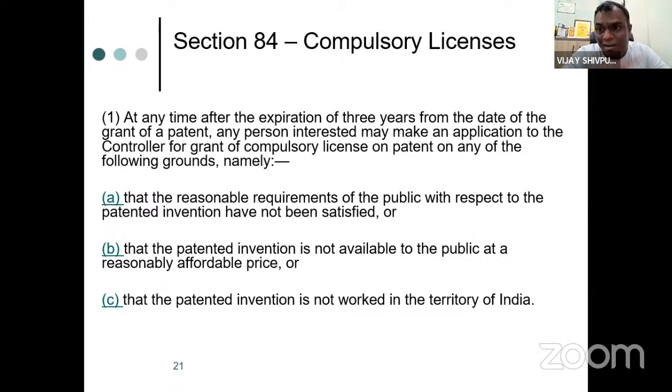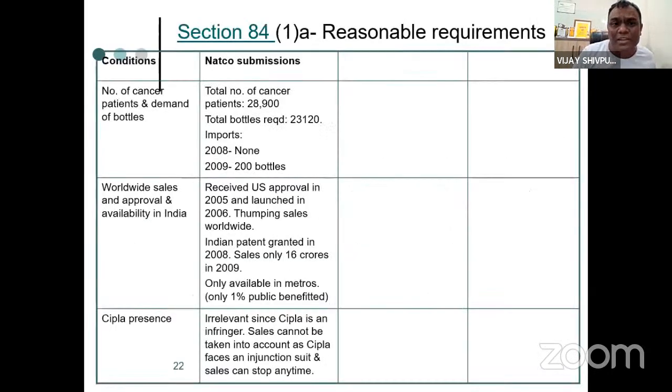Thirdly, not worked in the territory. What do you mean by not worked within the territory? Is it manufacturing? Is it importing? Is it doing research? What is it? And based on these three grounds, compulsory licensing is granted. Why I'm discussing this is because there have been a lot of questions about compulsory licensing in previous years' question papers, and there was a specific MCQ on this case as well. It has also been asked in the Viva many a time.